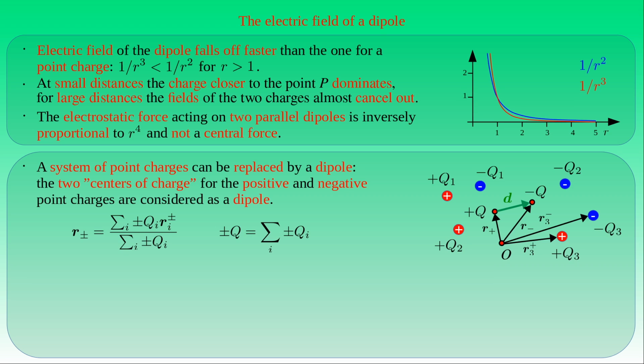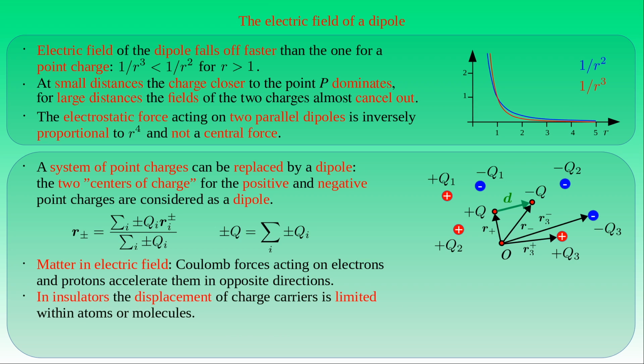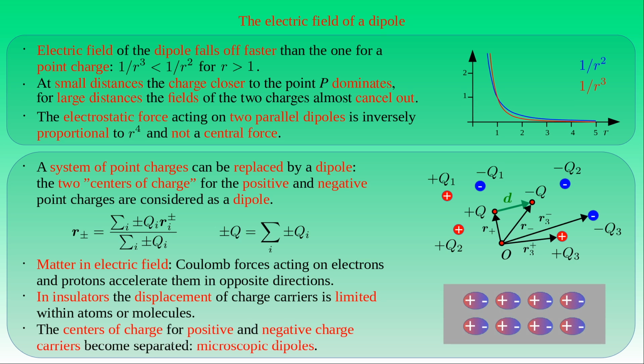If we place a body in an electric field, then Coulomb forces will act on the charge carriers and the basic constituents of the body. The electrons and the protons in atoms and molecules will be displaced with respect to each other by the electrostatic forces accelerating them in opposite directions. In insulators, this displacement separating the centers of the positive and negative charges is limited within the atoms and molecules. As a result, the atoms and molecules will become microscopic dipoles while the body remains electrically neutral. This process is called the polarization of matter.